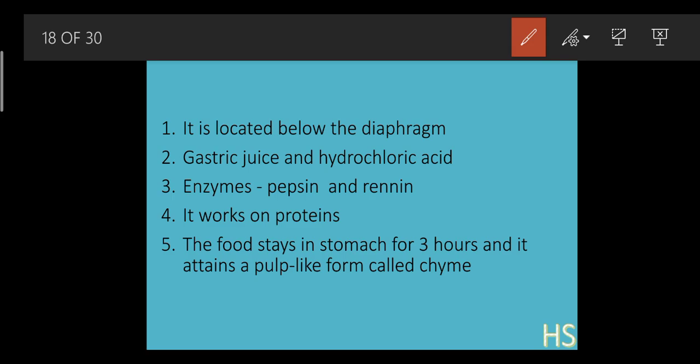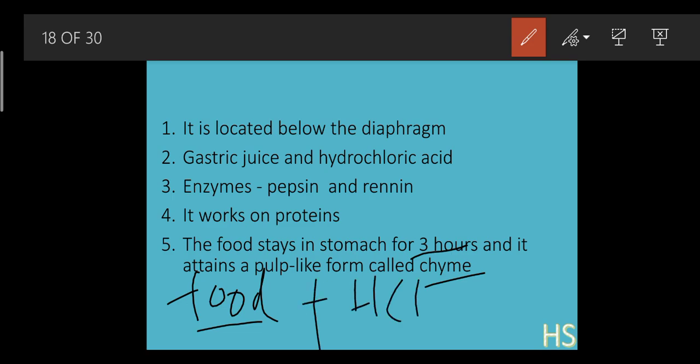See, whenever we eat, the food which enters into the stomach stays in your stomach for around 3 to 4 hours. It attains a pulp-like form called the chyme. What is chyme? The food which we eat plus the HCl present inside the stomach. This food and HCl mixture is called the chyme.